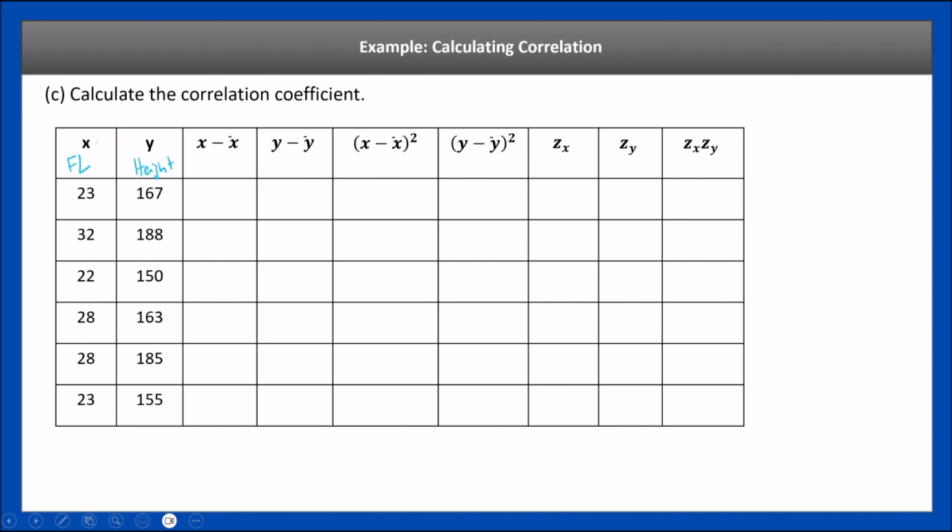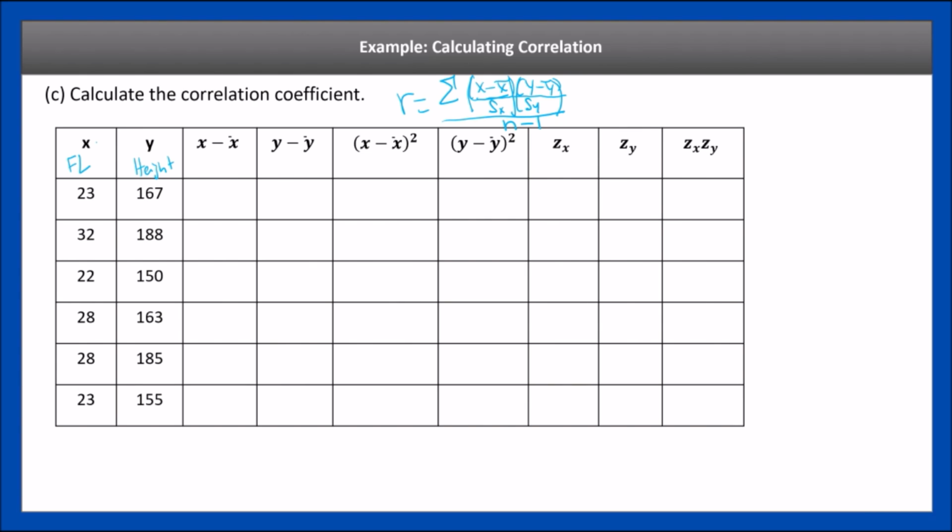Okay, so next, remember, the formula we want to calculate is r is equal to the sum of x minus x bar over sx, times y minus y bar over sy, all over n minus 1. Sorry, I forgot to include the sx. So the sx, and then we have the sy, and then all over n minus 1. So that's ultimately what the formula is. Let me put parentheses around these.